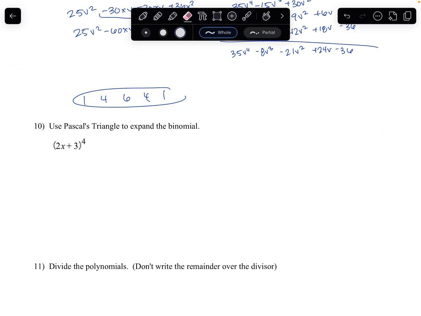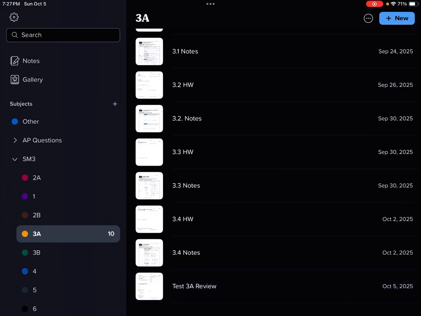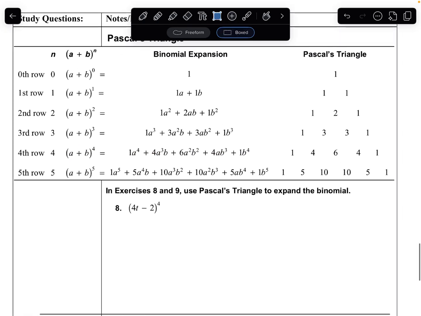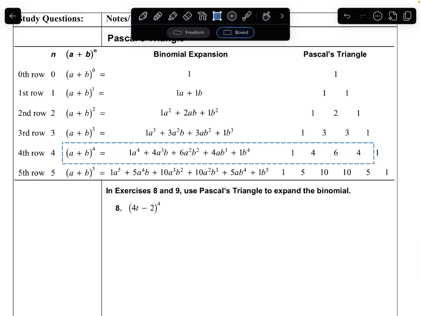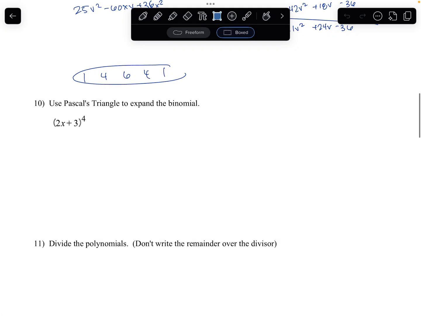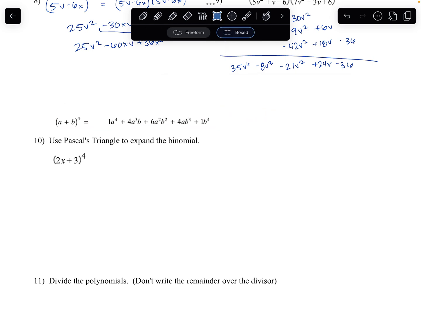In fact, let's see if I can just find it in the set of notes. Let's go to 3.2 notes right here. So this is Pascal's triangle. So we have a 4th degree polynomial. I'll just grab this right here. So this is what I will use. If it were you on the AP exam, this is what you'd be looking at.